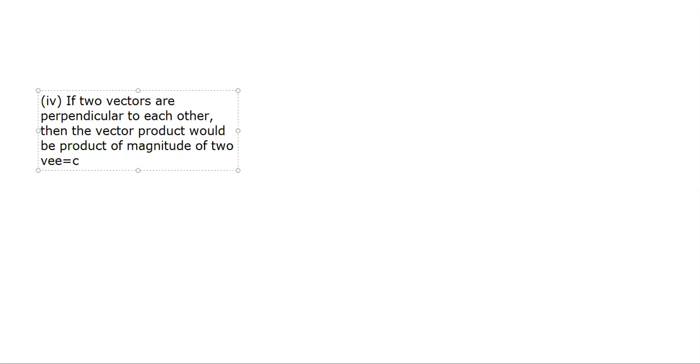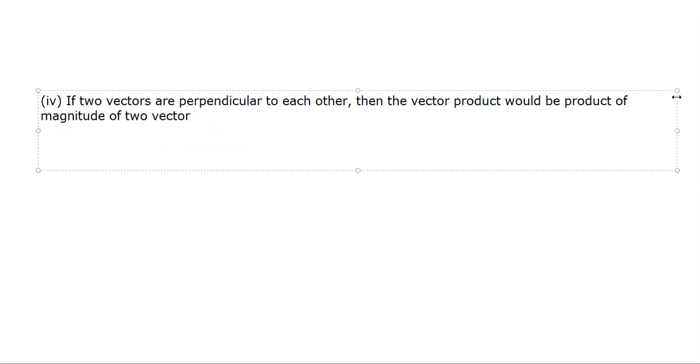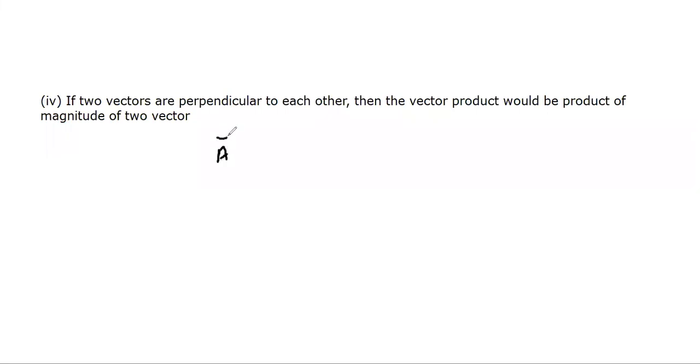Now, if they're perpendicular, theta would be 90 degree and sine 90 is 1. So if I do A cross B, it would be AB sine 90 and sine 90 is 1. So you can write A cross B in that case is equal to AB, where A is magnitude of A vector and B is magnitude of B vector. So in that case, it is equal to product of magnitude of two vectors.